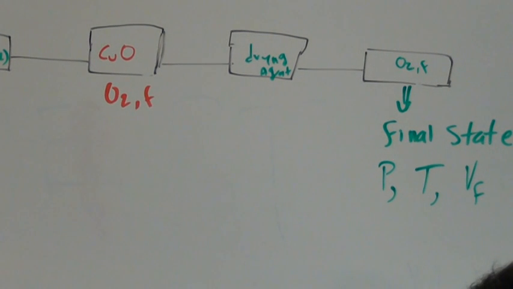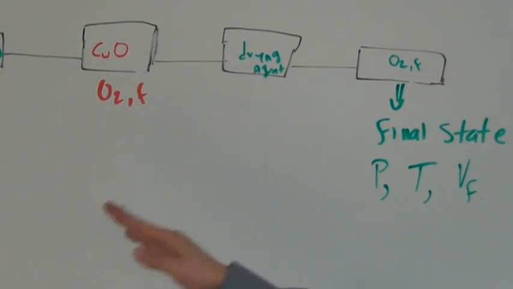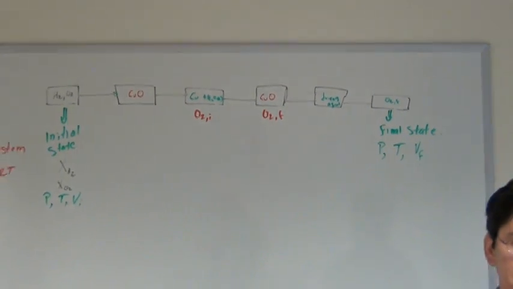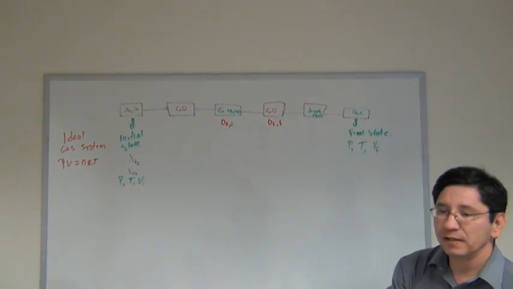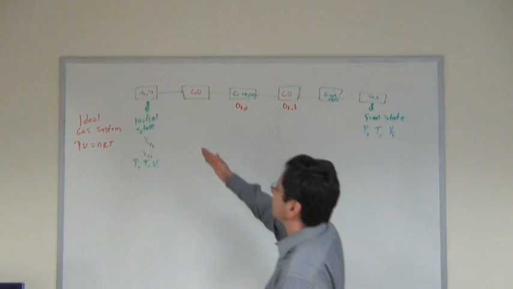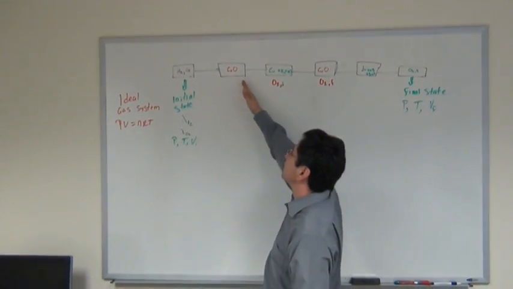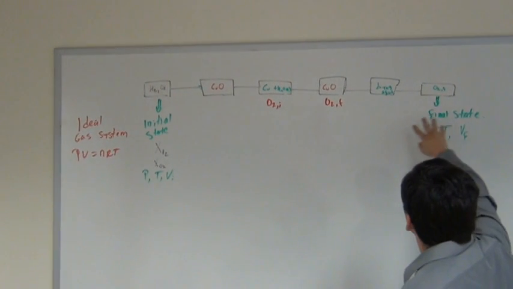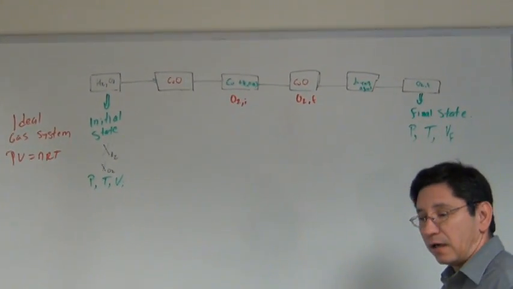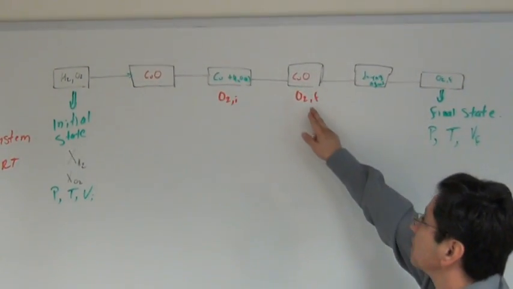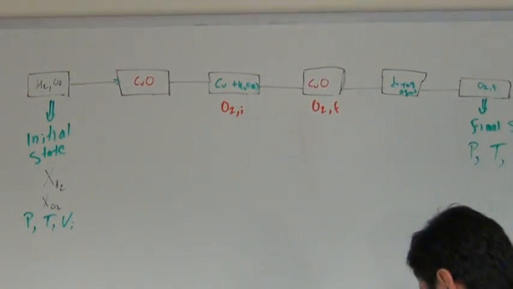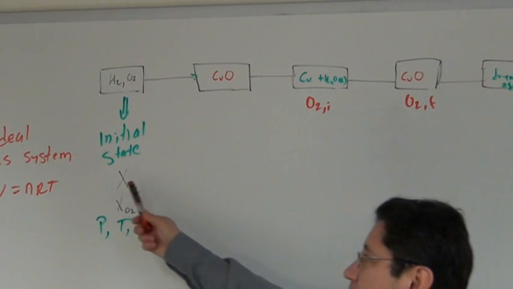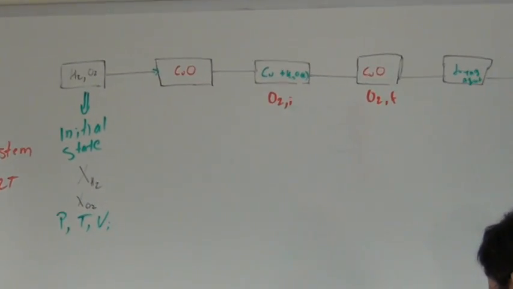By looking at this process, we understand that oxygen is in excess. Hydrogen is the limiting reagent for this process. Hydrogen reacts fully. There is no more hydrogen present here. All you have is oxygen that did not react with this copper. So the idea is to use that information to determine the initial composition of the mixture.